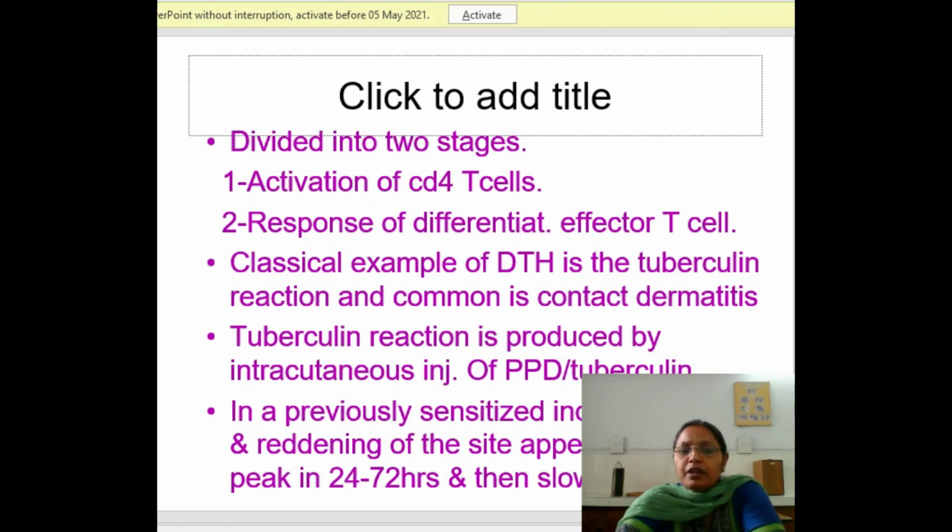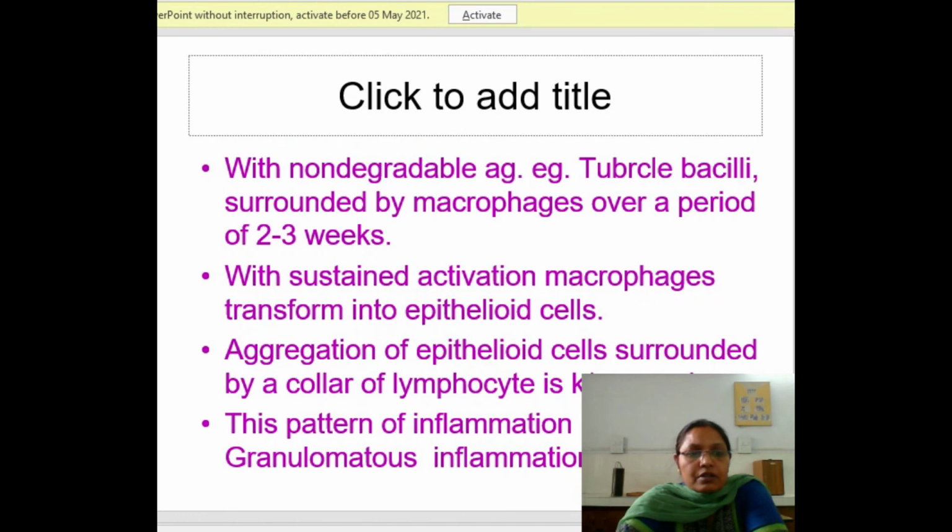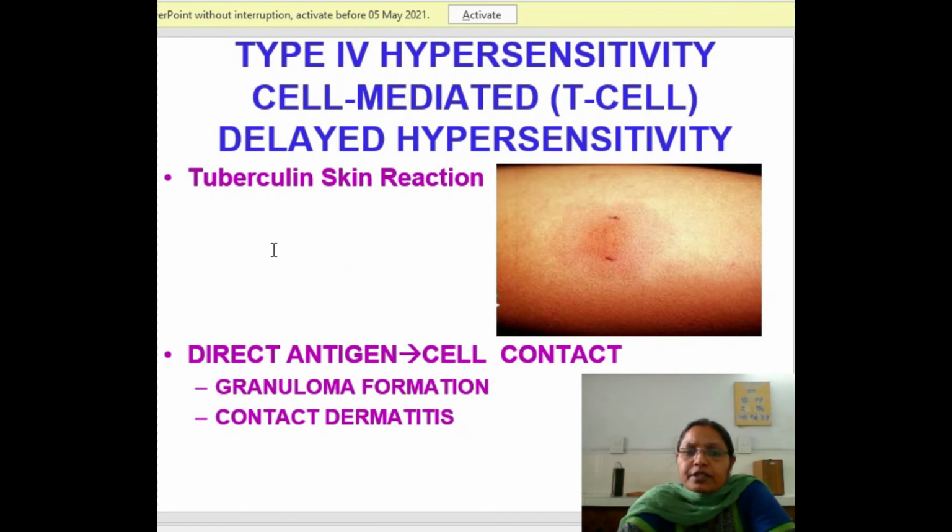So in the tuberculin reaction, we introduce PPD or tuberculin by intracutaneous injection. If the individual is previously sensitized, there is induration and reddening of the site which appears in 8 to 12 hours and peaks in 24 to 72 hours, then it slowly subsides. This tuberculin test is obsolete now, but it was important in previous years. I will show you this tuberculin skin reaction. This is done on the forearm, and there is induration and reddening.